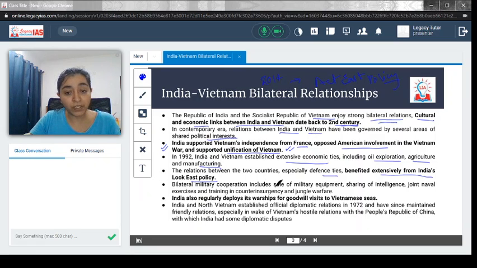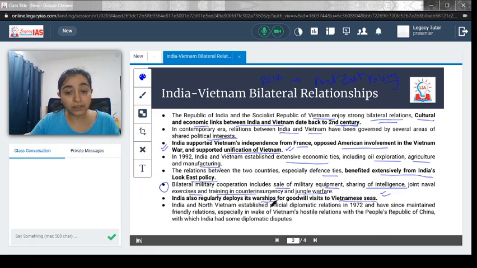Bilateral military cooperation includes sale of military equipment, sharing of intelligence, joint naval exercises, training in insurgency and jungle warfare. So all these things, India does share military cooperation with Vietnam. India also regularly deploys its warships for goodwill visits to Vietnamese seas. So this is also one of the important factors, that warships are deployed towards the Vietnamese seas as a gesture of goodwill from the Indian side.